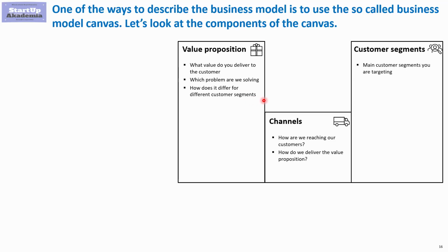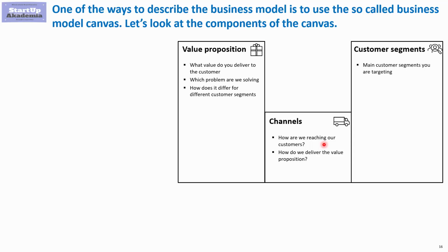To deliver the product or service you need channels. In the third box, you should define what kind of channels the business is using to deliver the products or services to the customers. It may be a retail chain, e-commerce, marketplaces, or salesman. In the channels, you concentrate on the distribution of your products.